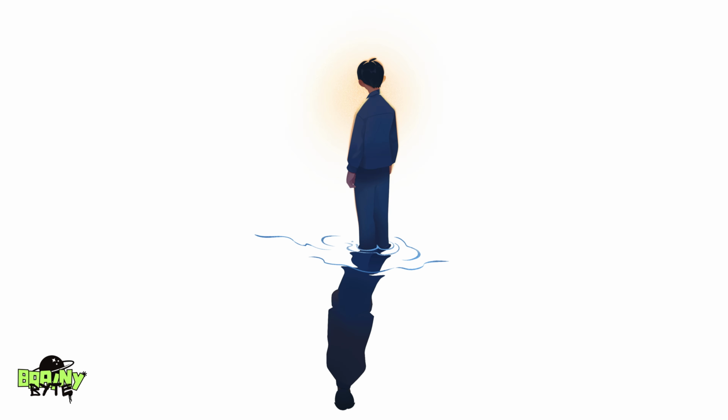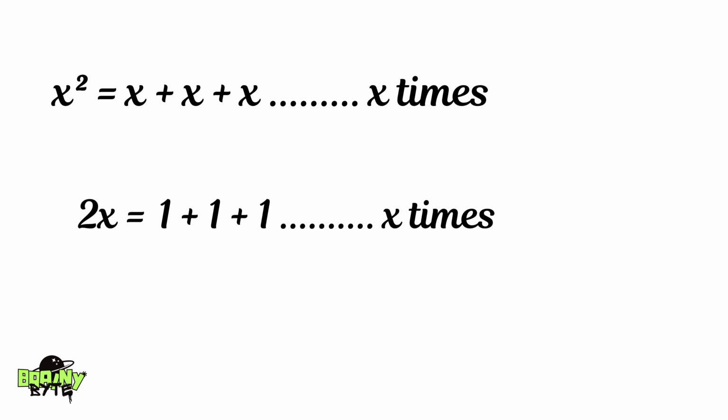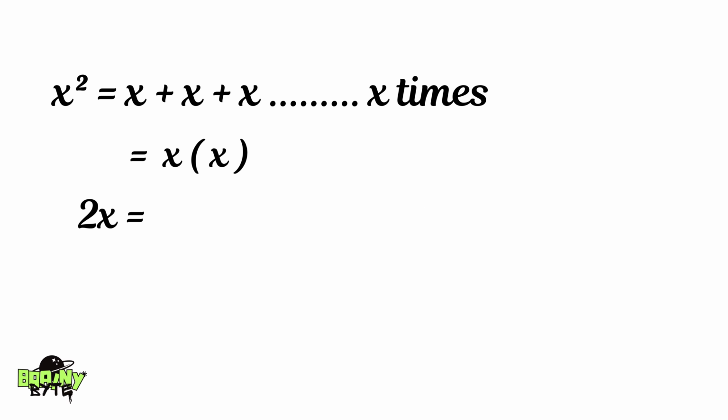The flaw is very subtle, and it happens right here. When we take the derivative of x plus x plus x, the problem is that you cannot just differentiate each x term individually. Why? Because the number of terms you are adding is not a constant, it is the variable x itself. When you write x plus x, and so on, x times, you are not writing a simple sum. You are writing a product, x times x.